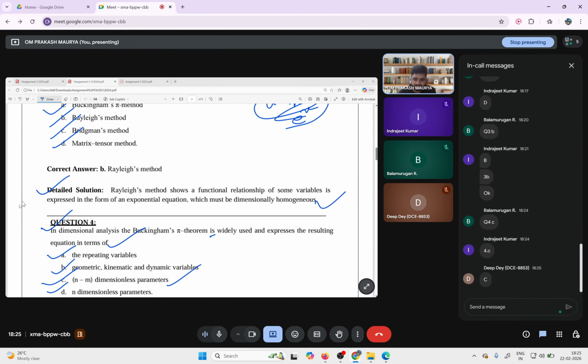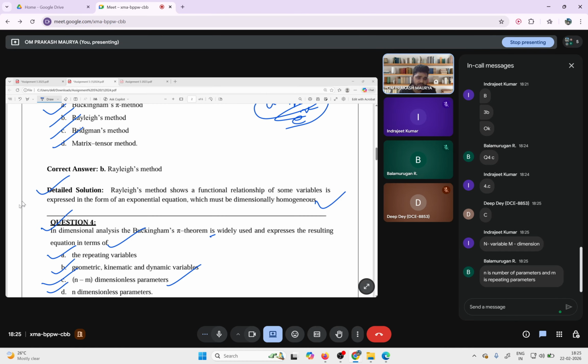You can write in the chat box. I'm waiting please. So what is m and n? If you do not know, please you can search. Okay, n is the variable and m is the dimension. Okay, is it like that? n is the number of parameters, m is the repeating parameters. Okay, means if you have n, you are telling n is the number of parameters. Let us assume you have 10 parameters and the repeating parameter is 3. So you will get the dimensionless parameters as 7, right?